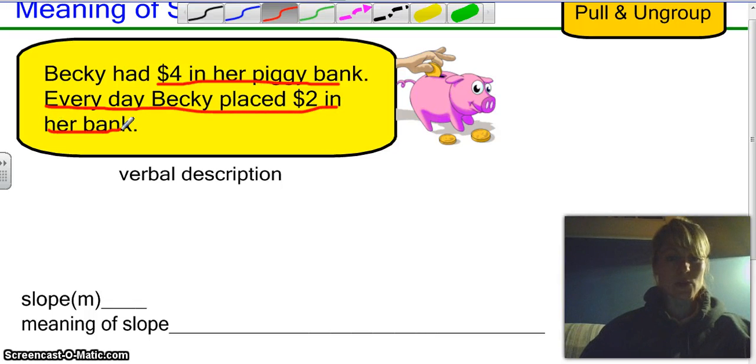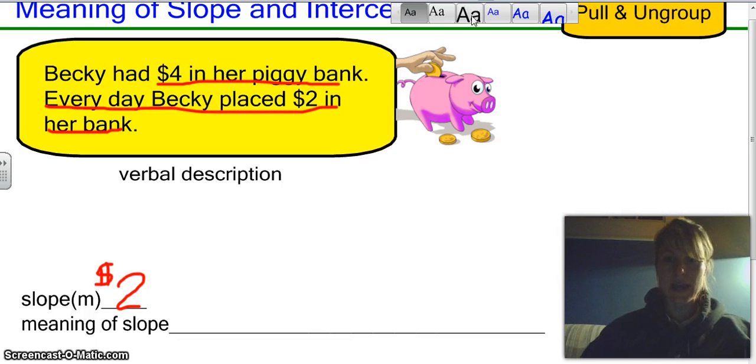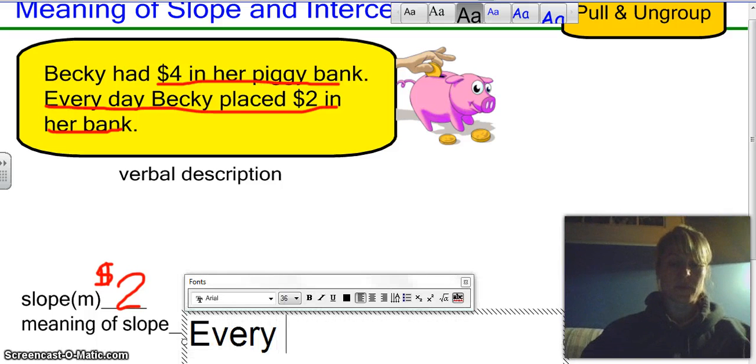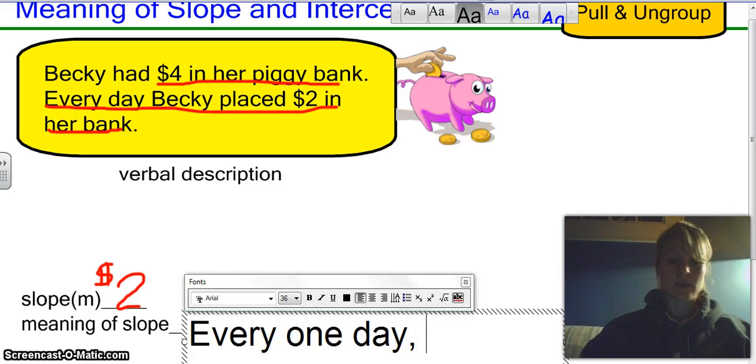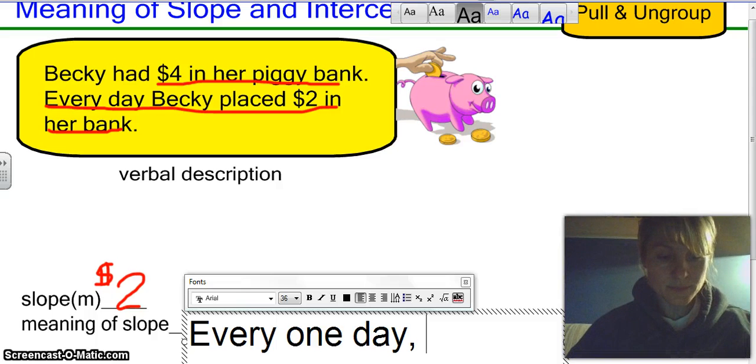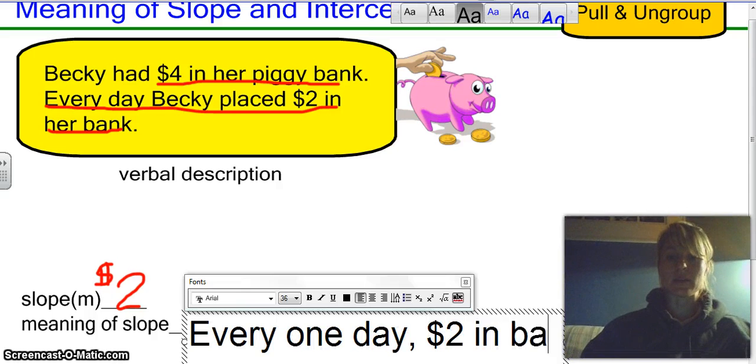So slope is the rate of change. Which one is changing, which one keeps occurring? That would be $2. Every day $2 is going in her bank. So slope should be 2 because that is our rate. And then it says, what is the meaning of slope? Well, the meaning of this slope is that every one day she gets $2 in her bank. So every one day, $2 is put in the bank. Okay, and that's what the meaning of that slope is.